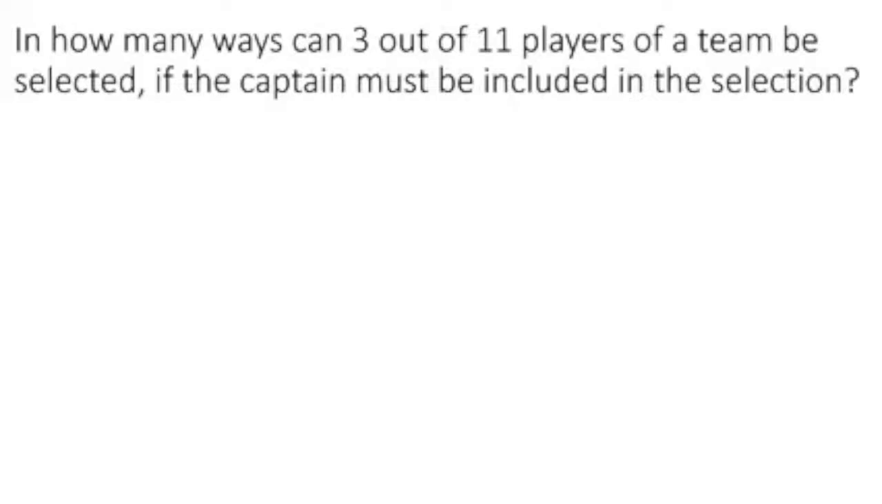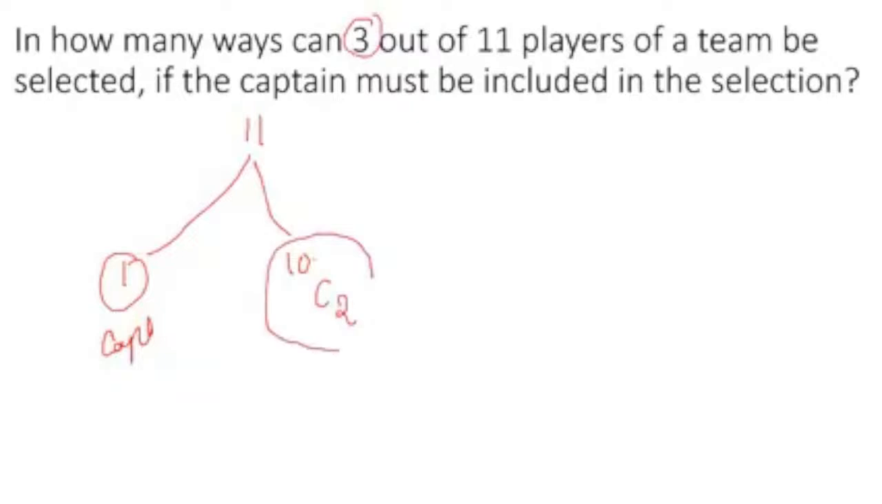Generally 11 players are there. In the 11 players, I am already choosing the captain. Remaining, I am left with 10 people. And remember, one person already selected means I need to select only 2 people. So the answer is 10C2, which is 10 into 9 by 2 into 1, which is 45 ways.